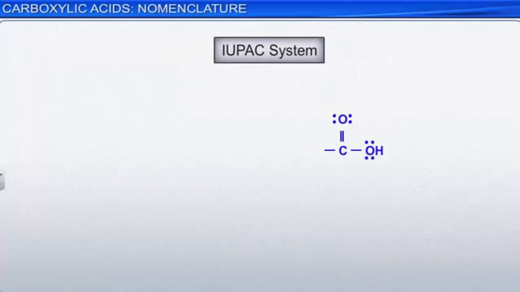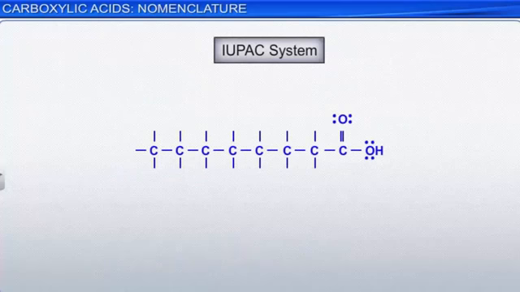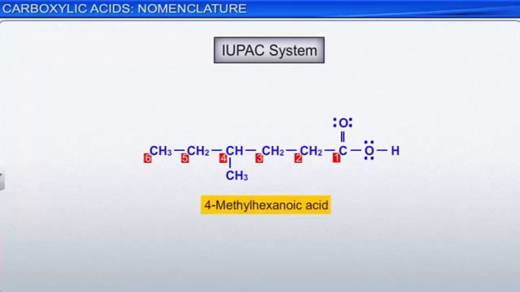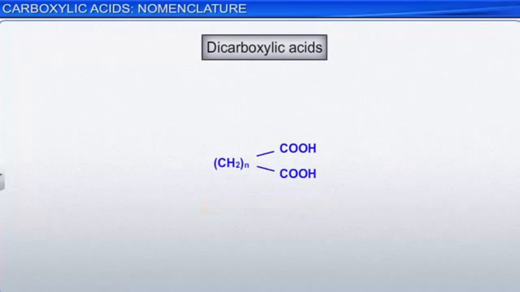For naming the higher members, the longest chain containing the carboxyl group is selected, and numbering is done from the side of the carboxyl group, always giving it the number 1. For example, the compound shown here is named 4-methylhexanoic acid.